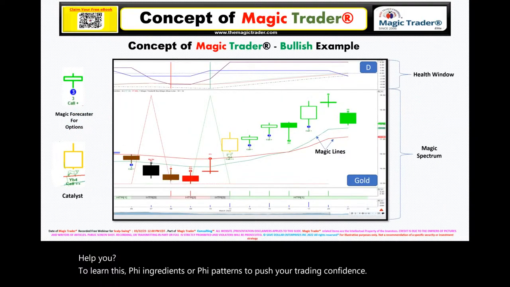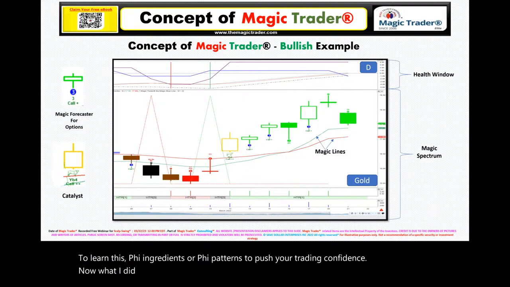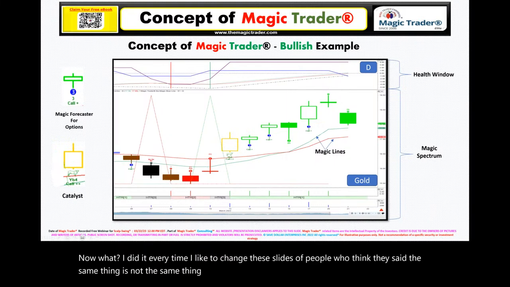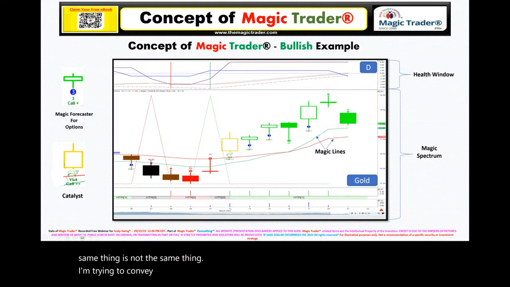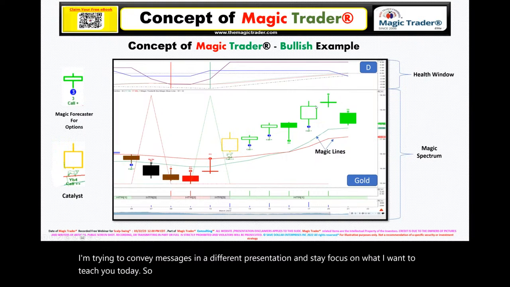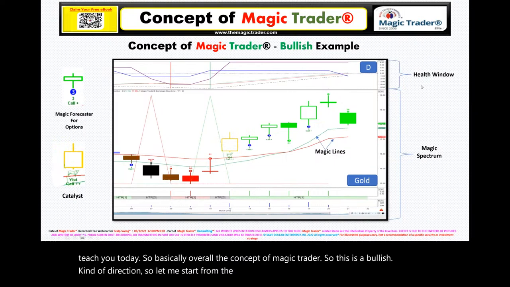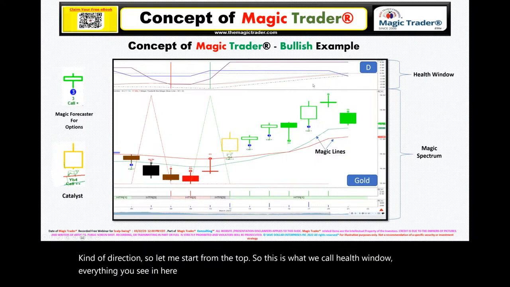Now, every time I like to change these slides for people who think they said the same thing, it is not the same thing. I'm trying to convey messages in a different presentation and stay focused on what I want to teach you today. So basically, overall, the concept of Magic Trader, so this is a bullish direction example. So let me start from the top. So this is what we call the health window. Everything you see in here falls under the health window.